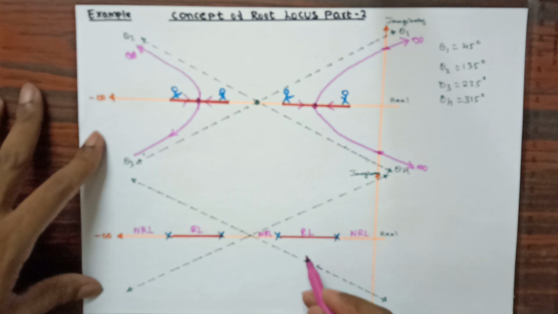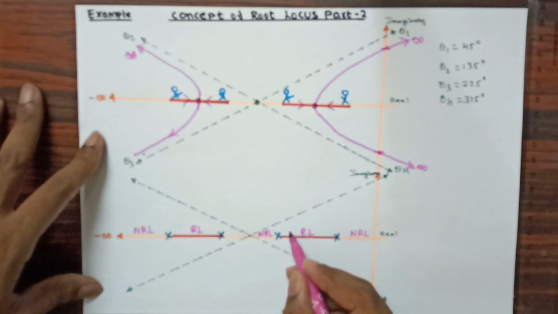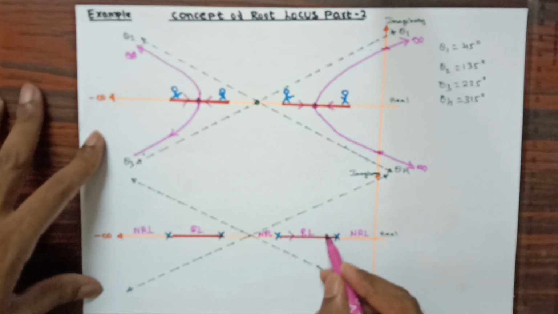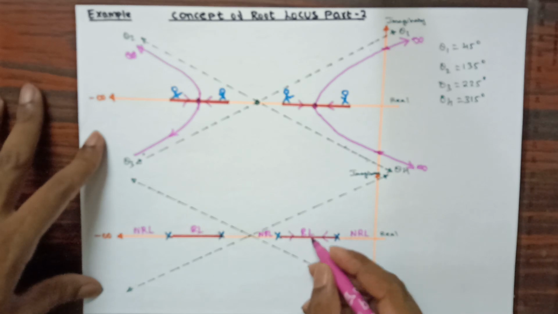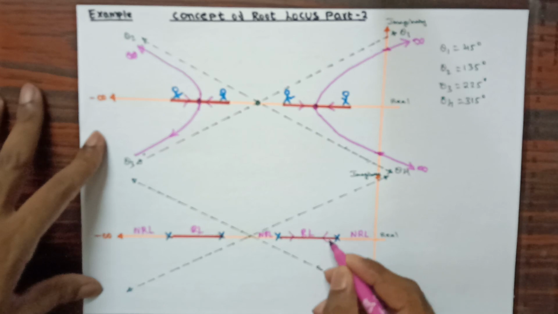Now as we know, when the input is applied, this pole will move in this direction and this pole will move in this direction. Both the poles will meet at one common point. So a point where more than one pole meet, we call it a breakaway point. So I will be considering somewhere here the breakaway point.